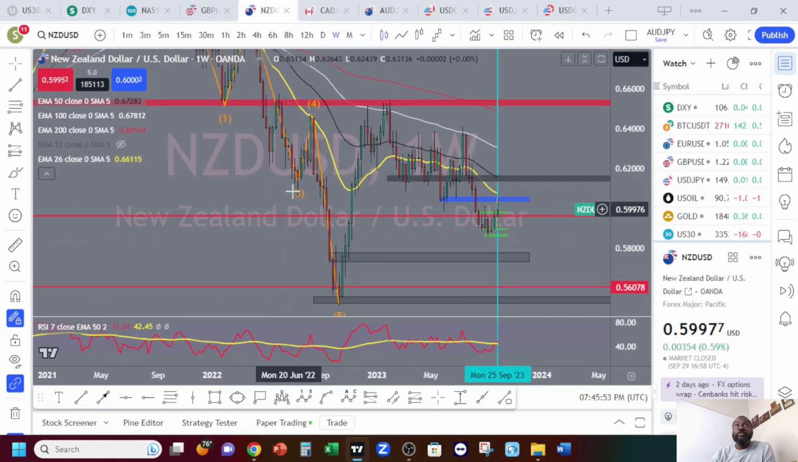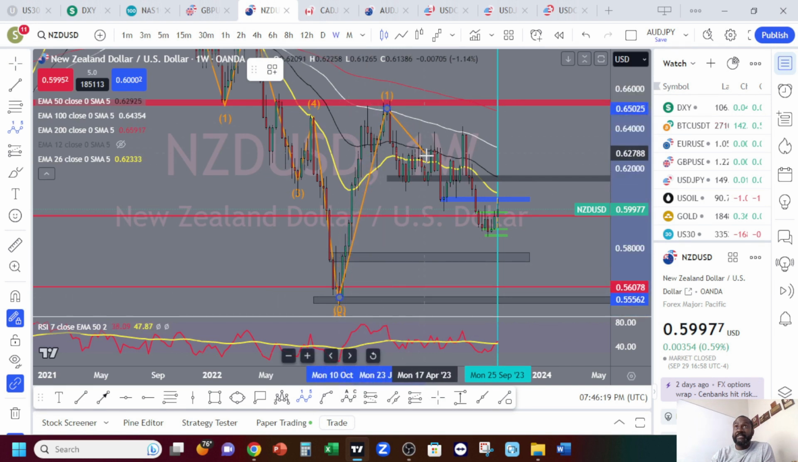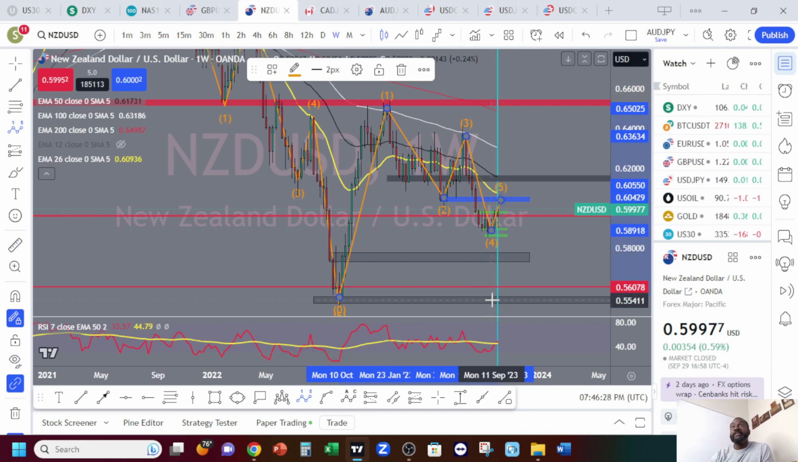Now we know when the market is doing lower highs and lower lows, then it's in a downtrend. So the market's been in a downtrend since basically 2021. So this is the weekly time frame. As you can see, the market came down, up, and down.